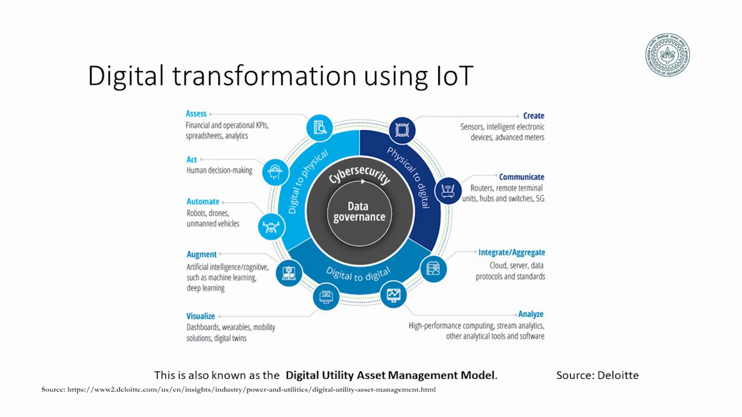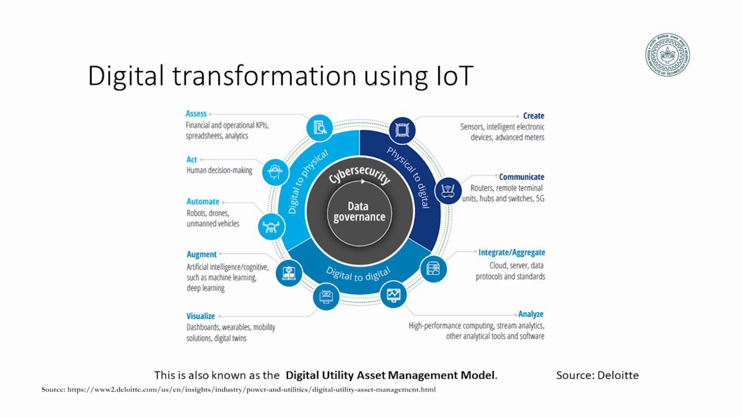Then we go into the digital to digital domain. There we are integrating the data and we are aggregating the data that is coming in from the sensors through the routers, etc. Okay. So, we are integrating, and to do that we use the cloud, we use servers, we use data protocols and standards. We will discuss these in more detail.